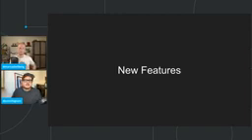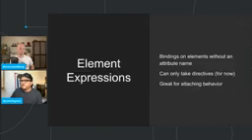Okay, so let's get into the new features then. What have we added here? The first thing that's kind of small but very nice are what we call element expressions. So in Lit 1, there are two types of expressions. There's attribute expressions and text position or child node position expressions.